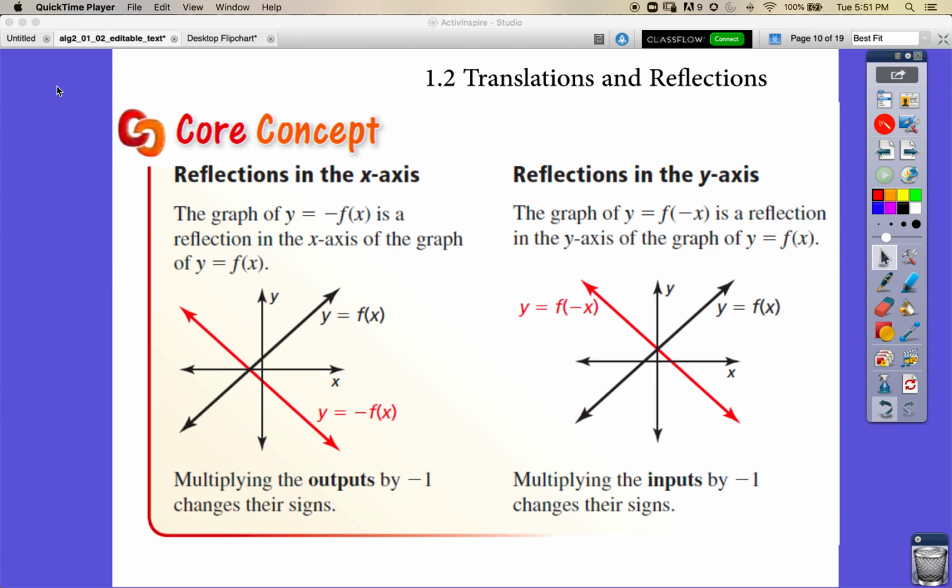Welcome to part 2 of section 1.2, translations and reflections. So I'm on page 13 if you want to follow along, and we're going to be working with reflections in this part. Let's highlight the first one.